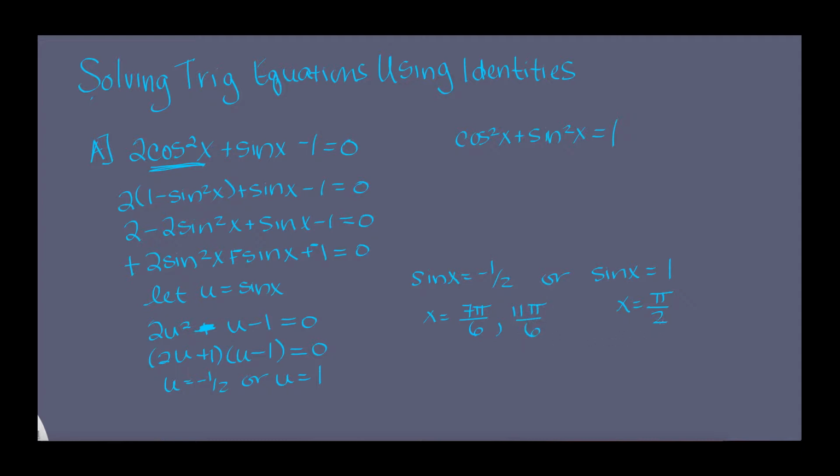All right, and we can go back and check our solutions to make sure that they satisfy our original equation, but we really didn't change the original equation other than using an identity, so they should be fine. You can go back and check them and you'll notice that they are all fine.